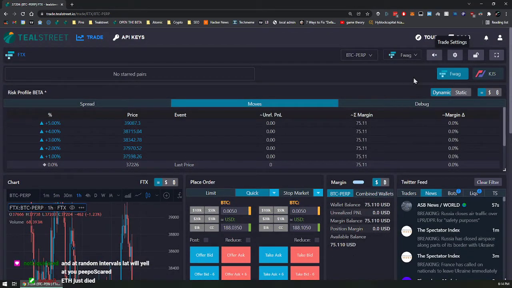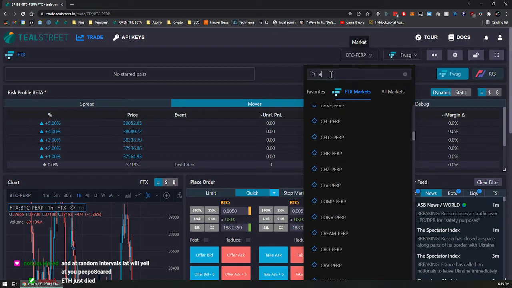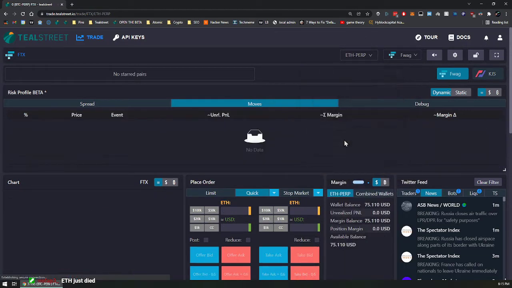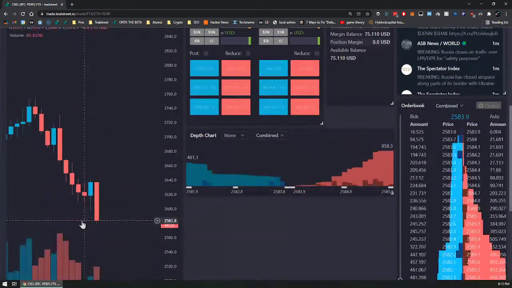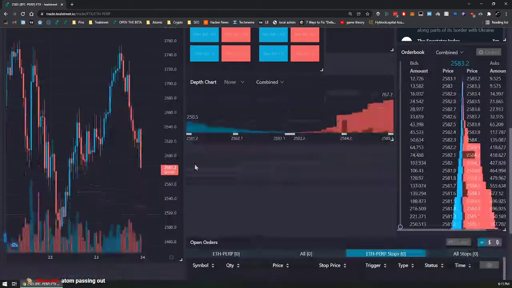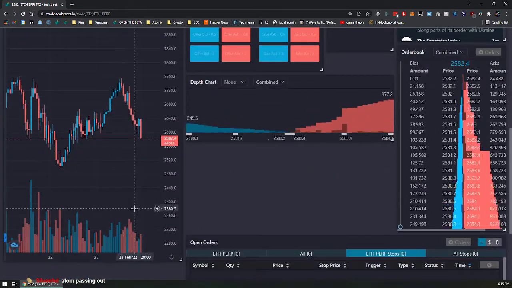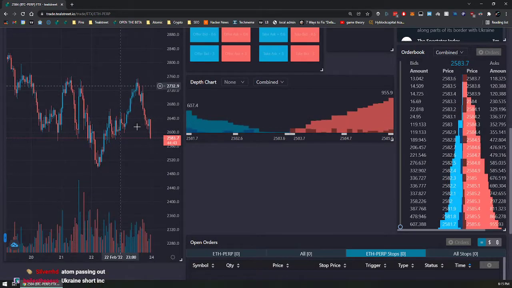Wow, look at the ETH candle. How ridiculous is that? Oof. Honestly, look at it. I just love the flat top. Straight down. Boop. Boop, boop.